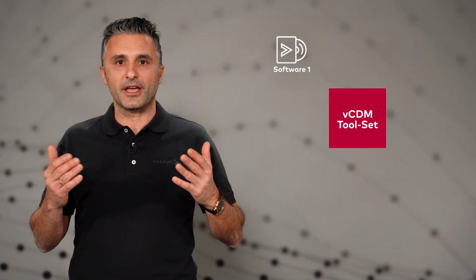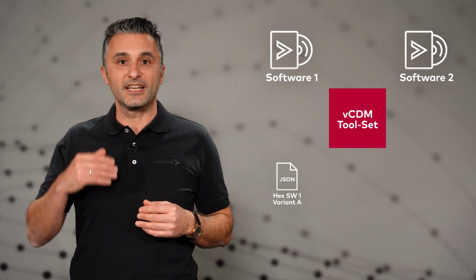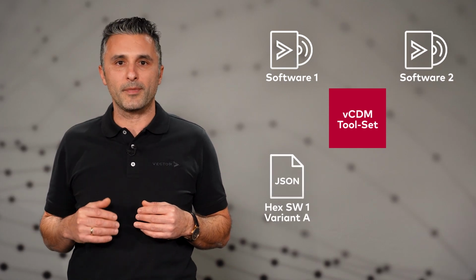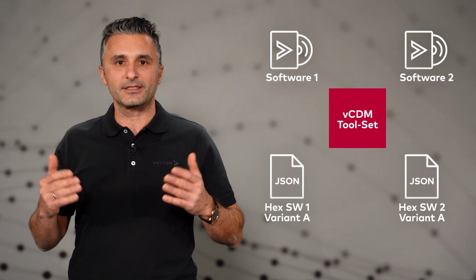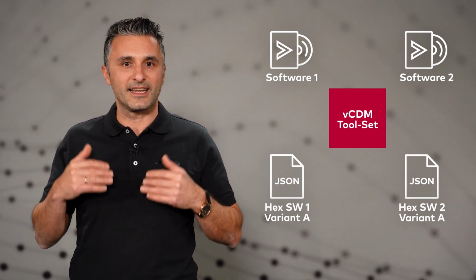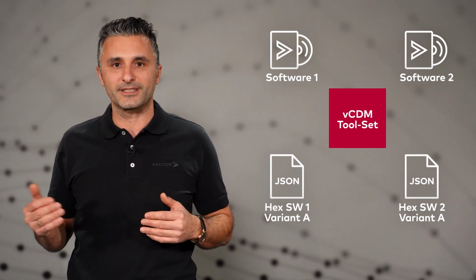The vCDM toolset does not necessarily require a vCDM server. It can work directly with calibration files, for example from Git, or network shares. When automatically generating software variants, it's now possible to combine the commands compare, export, and merge. This streamlines the creation of variants, let's say for a nightly build.